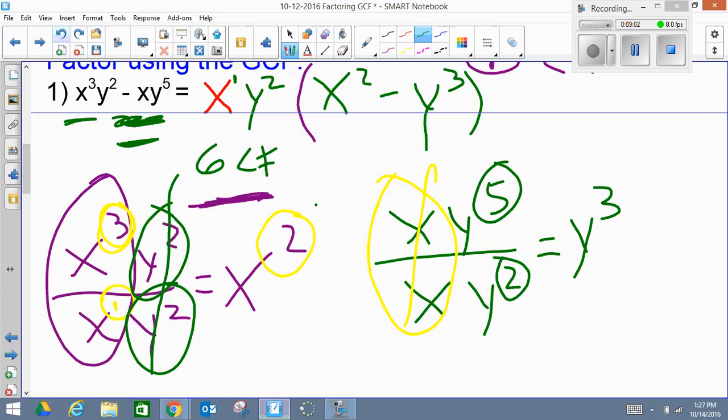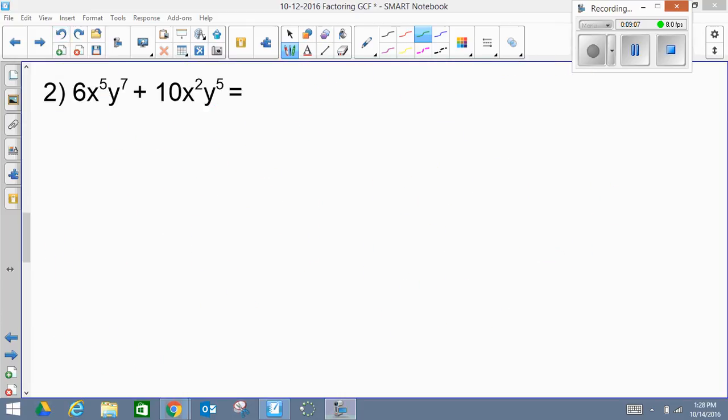So that's kind of the basic idea for greatest common factor. Let me do another one. Number 2, I have 6x fifth y to the seventh plus 10x squared y to the fifth. First thing is, how many terms do I have? I see 1 plus right here.